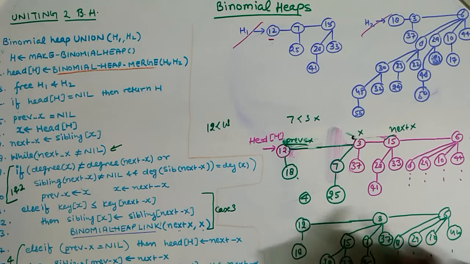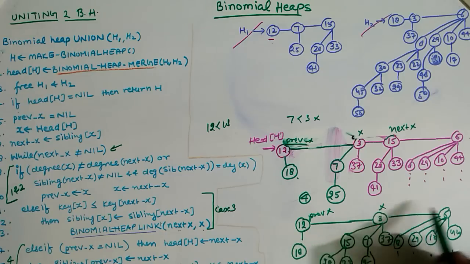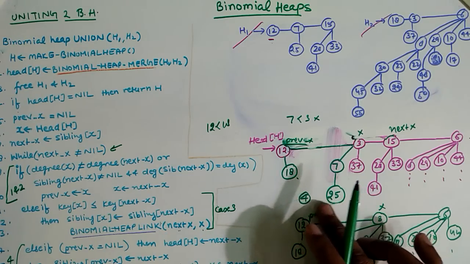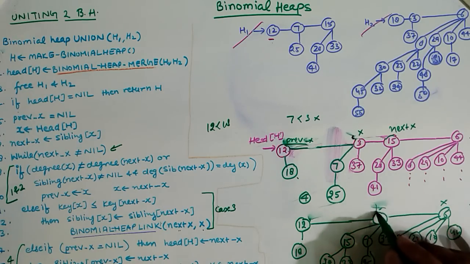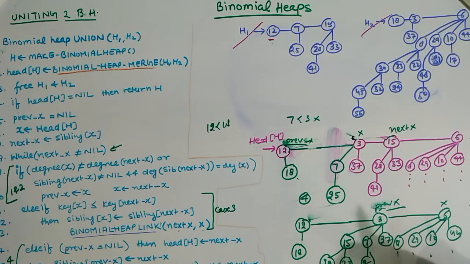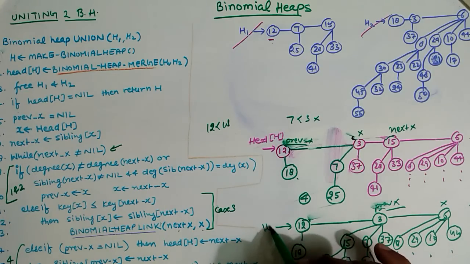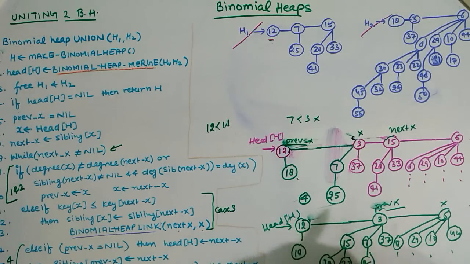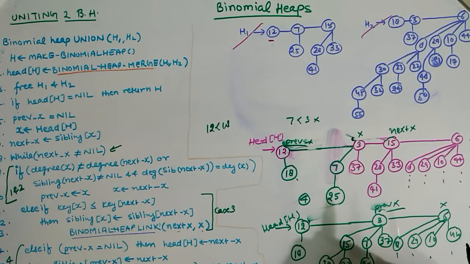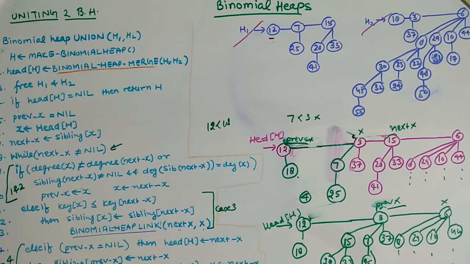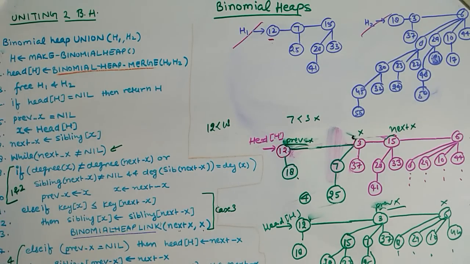So this is my previous of x, this is x. Now at the last step, this is my x, next of x is nil, and this is the previous of x. And here is head of h. This is the final output of the tree, in which each root list has a unique degree. When you find this configuration, where each root has a unique degree, the algorithm will automatically stop.